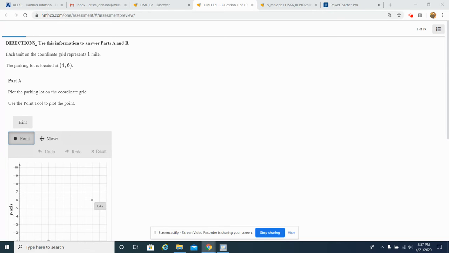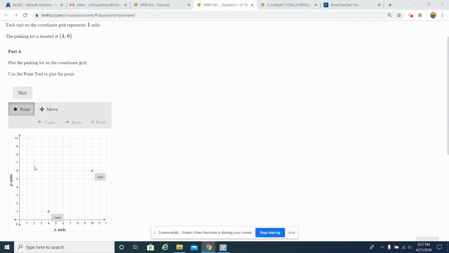Okay, so the first one is you're going to use this information to answer parts A and B. Each unit represents 1 mile. So every time you move to another perpendicular line, or where it intersects, that's 1 mile. So it says the parking lot is located at 4, 6. So plot the parking lot on the coordinate grid.